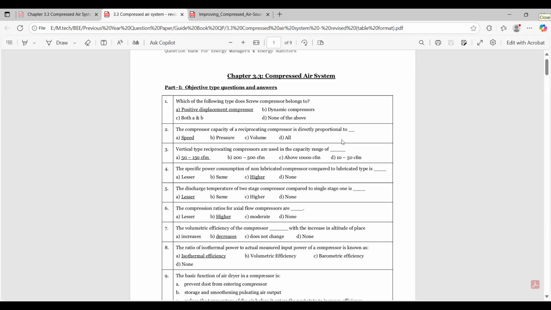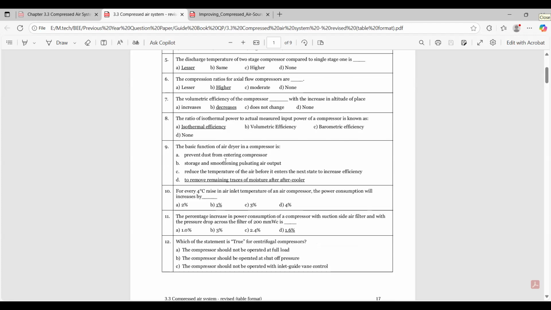The specific power consumption of a non-lubricated compressor compared to a lubricated type is on the higher side because the cooling is not there in non-lubricated. The discharge temperature of a two-stage compressor compared to a single-stage one is lesser. We have discussed this. The compression ratio of axial flow compressors is on the higher side. The volumetric efficiency of a compressor decreases with increase in altitude of the place. The ratio of isothermal power to actual measured input power of a compressor is known as isothermal efficiency.